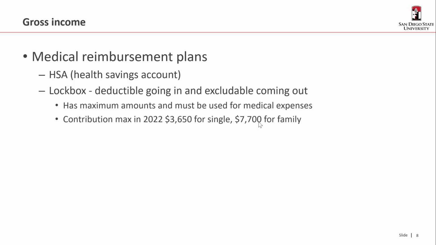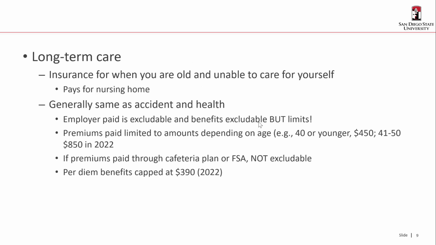You wouldn't include the money in your income, the $3,650, and then you'd pull it out and spend it on medical costs, and you would not have to include it then either. So long-term care is an insurance policy for when you're old and unable to care for yourself. Largely you can think of it as paying for a nursing home or assisted living or something along those lines.